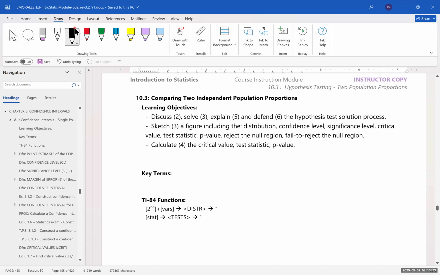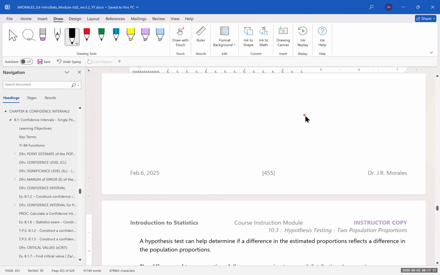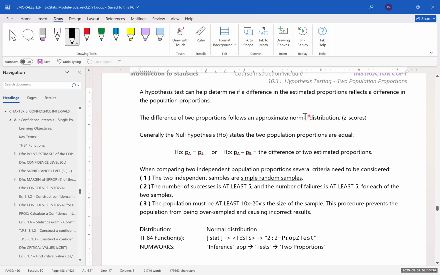Okay, so now in 10.3, we're going to be comparing two independent population proportions. A hypothesis test can help determine if a difference in the estimated proportions reflects a difference in the population proportions. The difference of two proportions follows an approximate normal distribution. Generally, the null hypothesis states that the two population proportions are equal.